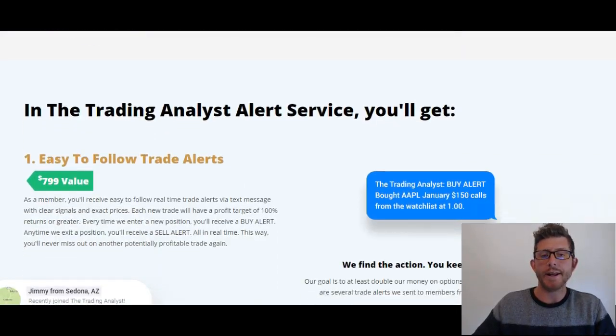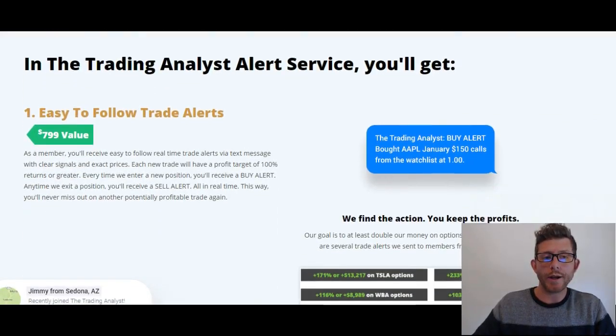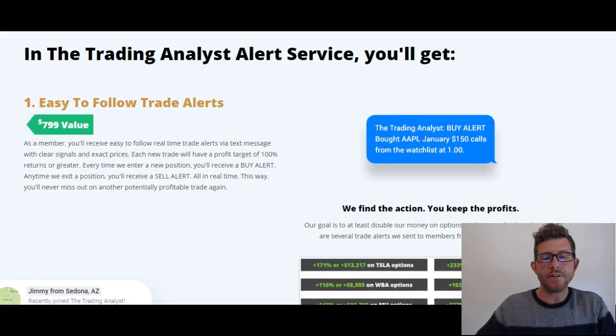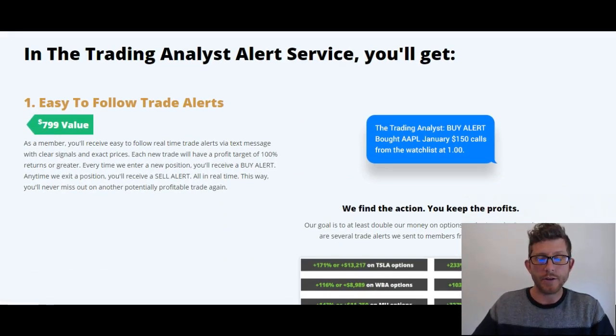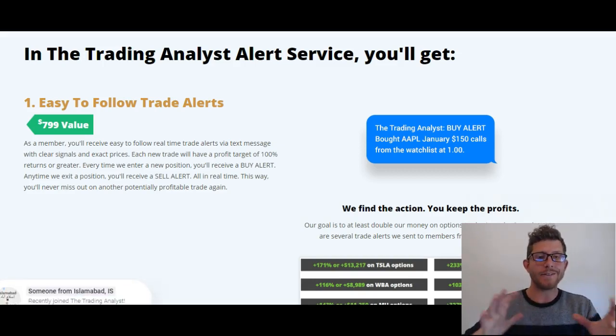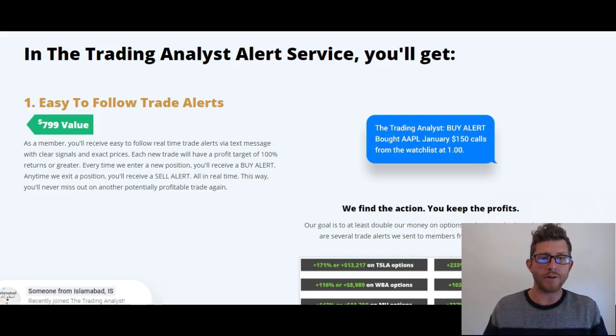The first thing that you're going to get access to when you sign up and join is the easy to follow real-time trade alerts. These are sent to your cell phone in real time for both the buys and the sells. Anytime I'm entering a position, I'm sending you a text message in real time. Anytime I'm selling or exiting a position, I'm sending you a text message in real time with my exact buy and sell prices.